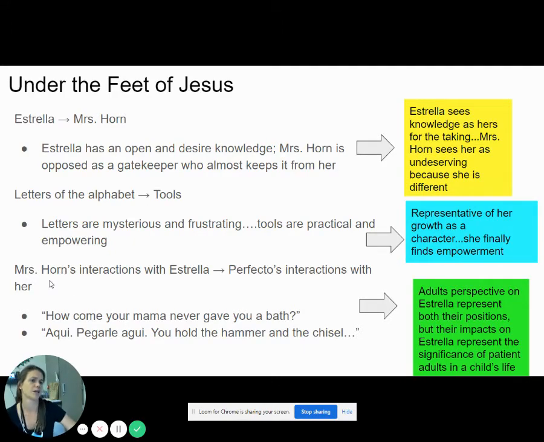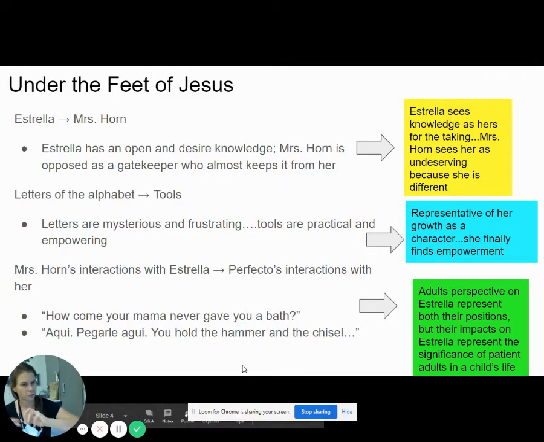And the last one I noted is Mrs. Horn's interactions with Estrella and Perfecto's interactions with her. Mrs. Horn says things to her like, "How come your mama never gave you a bath?" This is this girl's teacher. Whereas Perfecto is very straightforward with her and very instructive. He says, "Aquí, pegarlo aquí," you hold the hammer and chisel like this. And so he's very direct and upfront with her, and non-judgmental, is simply objective and explains things to her in that way.